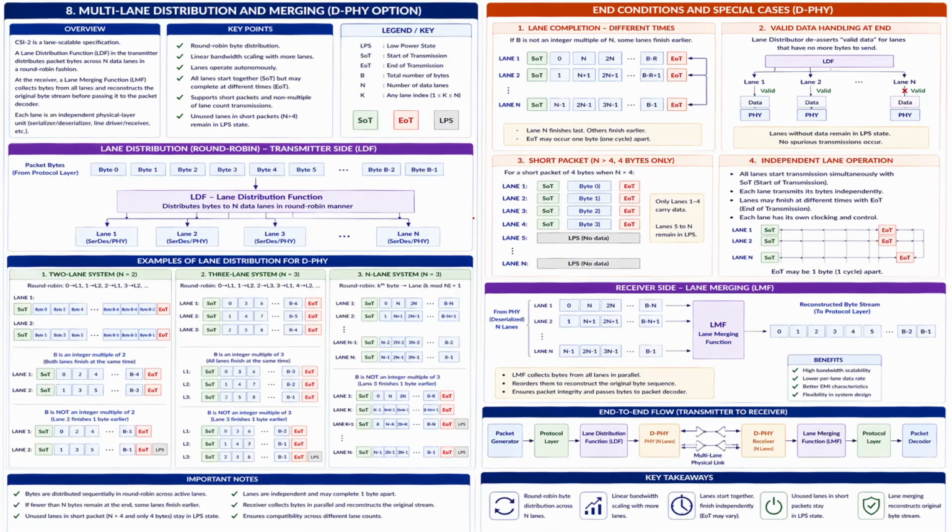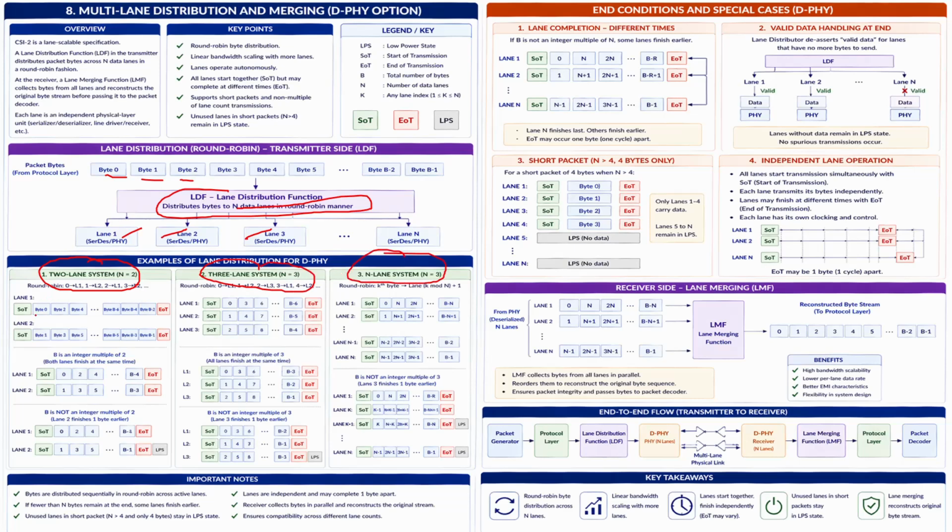So these are the same things I told you, right? Multi-lane distribution, merging, and D-PHY option and C-PHY option. I told you that byte 0, byte 1, byte 2, byte 3, and so on. So the bytes will be transmitted, and then different lanes will be receiving at the receiver side. So in lane distribution, different lanes will be transmitting. Here you are using a 2 lane system, here a 3 lane system, and then an n lane system.